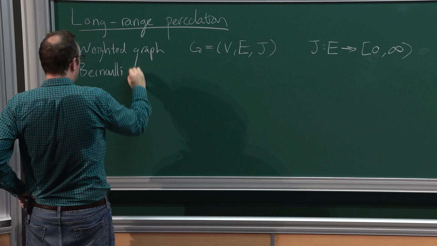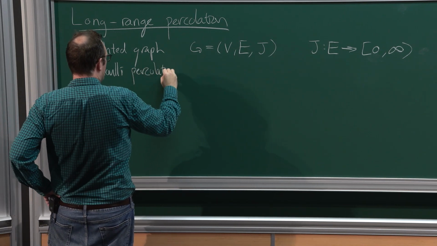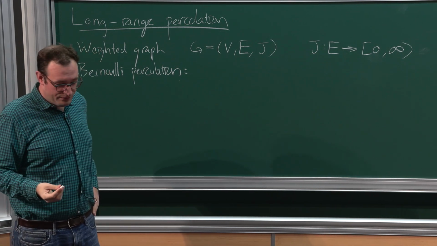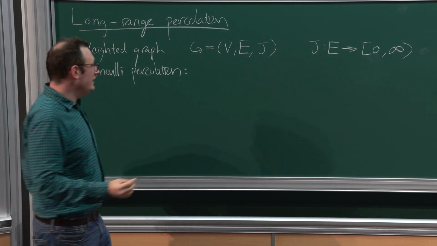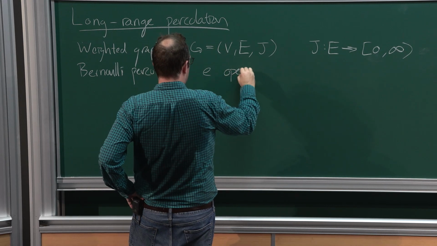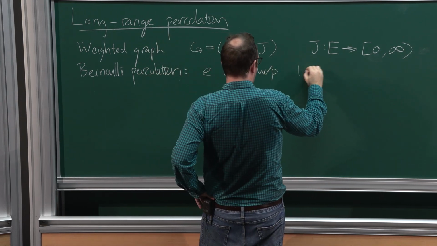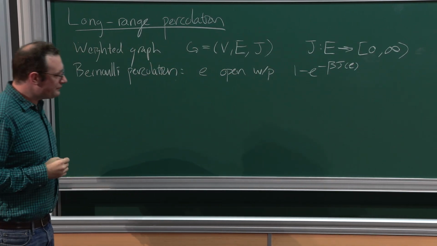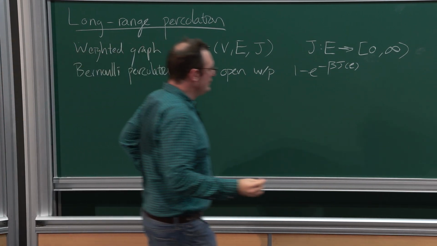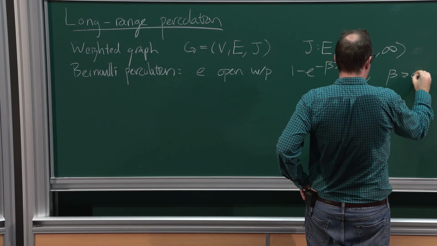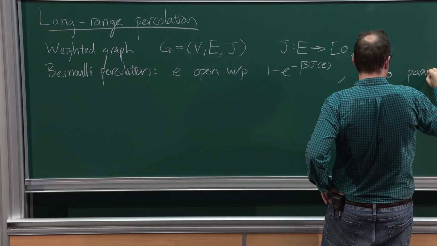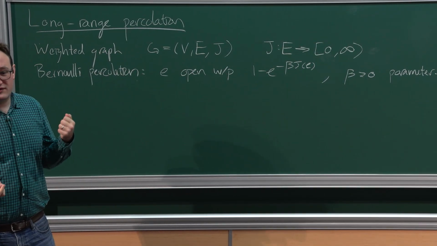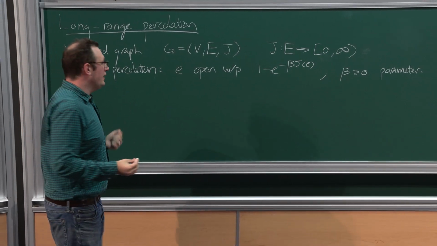And Bernoulli percolation on a weighted graph. So we're now going to write beta for the parameter rather than p. So e is open with probability 1 minus e to the minus beta j of e, where beta is a non-negative parameter. Okay? So you should think beta is the analog of p, right?